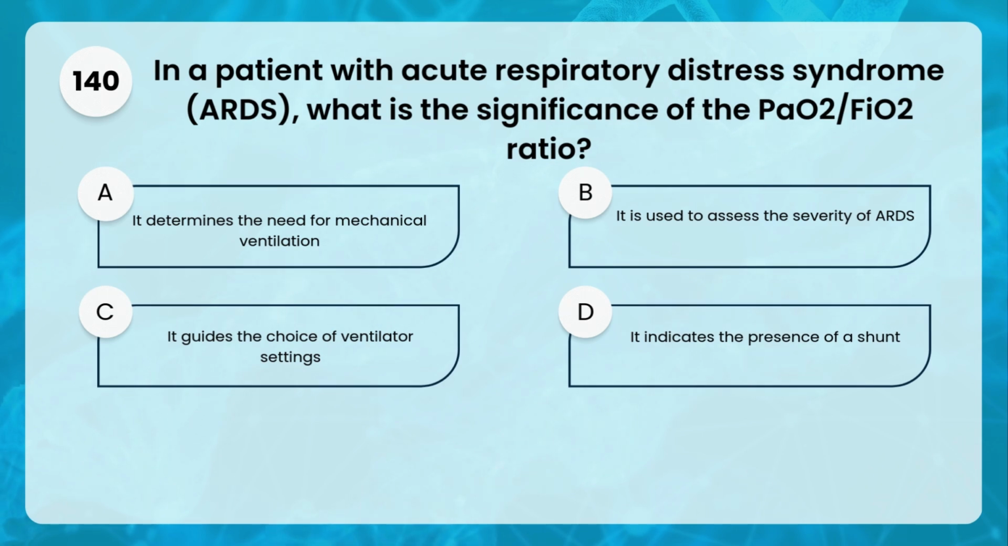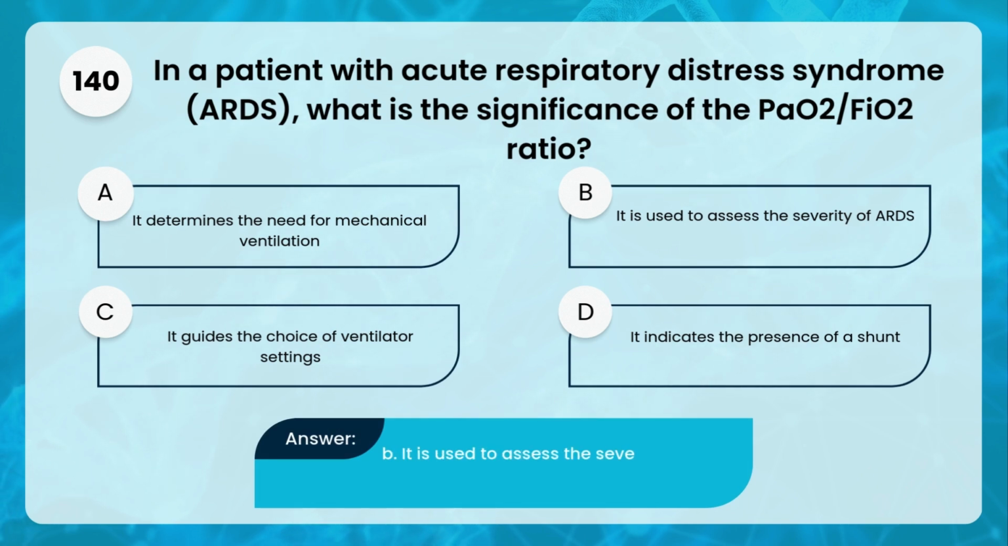140. In a patient with acute respiratory distress syndrome, ARDS, what is the significance of the PaO2/FiO2 ratio? A. It determines the need for mechanical ventilation. B. It is used to assess the severity of ARDS. C. It guides the choice of ventilator settings. D. It indicates the presence of a shunt. The answer is B. It is used to assess the severity of ARDS.